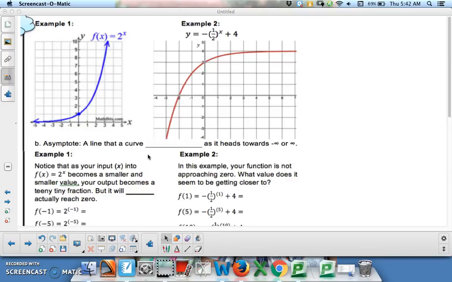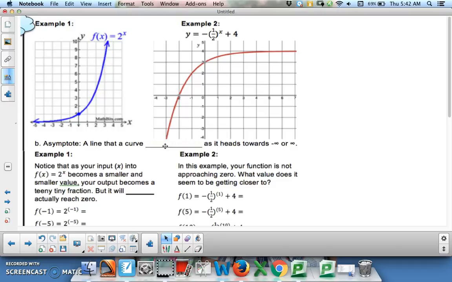All right, we have foreshadowed asymptotes quite a lot. We've talked about them a little bit. Let's get into talking about them in detail. So an asymptote is a line that a curve approaches as it heads towards negative infinity or positive infinity.